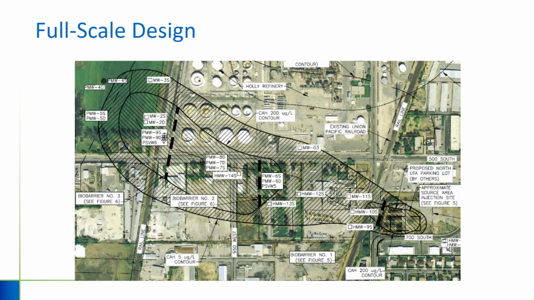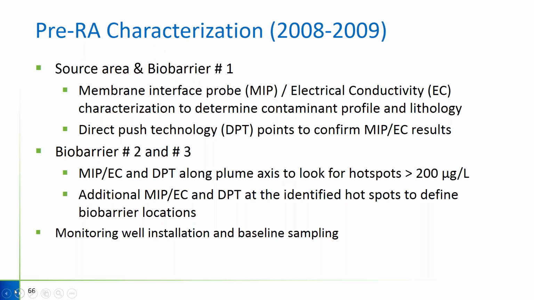So again, we came onto this project after the ROD was being developed. The feasibility study had been done. And the remedy that was picked was bioremediation. So, kind of a lot like Commerce Street, the design here was to use a grid pattern in the source and then biobarriers. So the biobarriers are the thick black dashed lines here that were going to be installed to intercept the plumes. So we, again, undertook a pre-design or a pre-construction characterization out here.